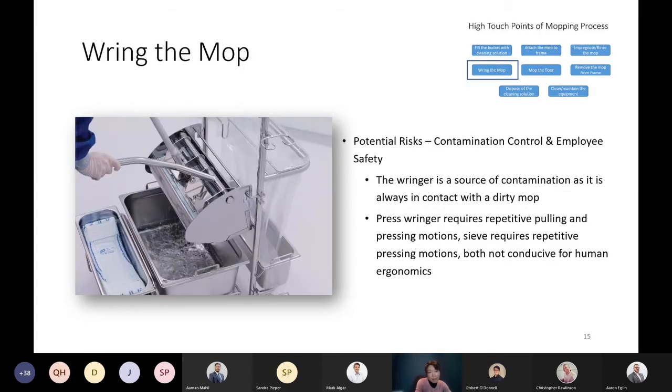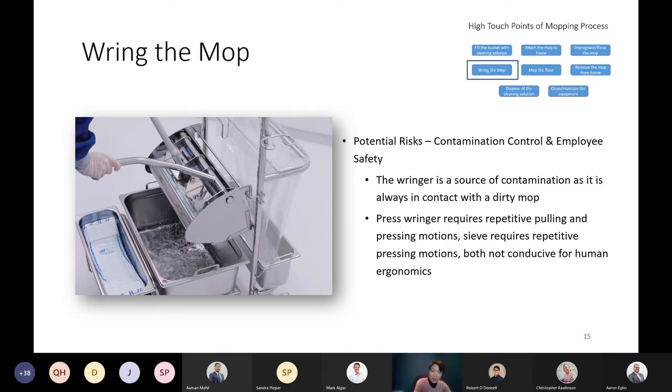And then let's talk about wringing the mop. Okay, so this is really what I actually consider one of the highest risk processes along the entire process. First of all, from a contamination control standpoint, the wringer is actually a big source of contamination. As you can see from this picture, the wringer has a lot of corners, crevices, and a lot of round holes inside. So it's just a perfect place to harbor bacteria. And also this wringer is in constant contact with the dirty mop.